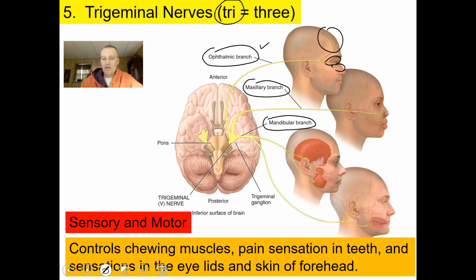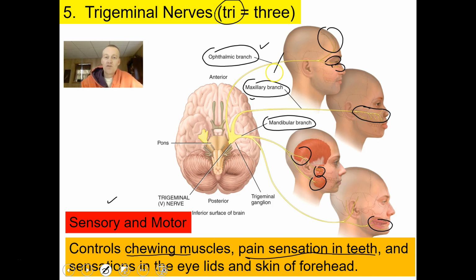There is a maxillary branch that's going to be sensory, sensing things like pain in those areas, pain in your sinuses and teeth. And the mandibular branch is going to service much of the muscle tissue that you can see here, here, and here. It also services a little bit of your tongue. So really, it is mixed, so sensory and motor. It controls chewing muscles, pain sensation in your teeth, and then sensation in the eyelids and the skin of your forehead. So many jobs that it performs.